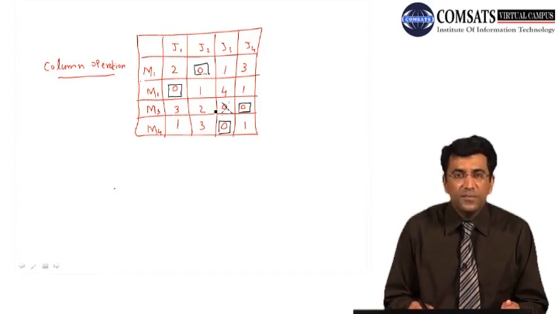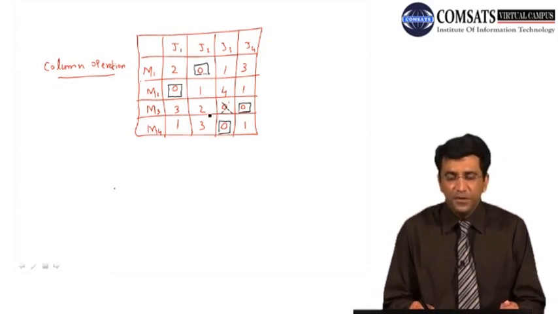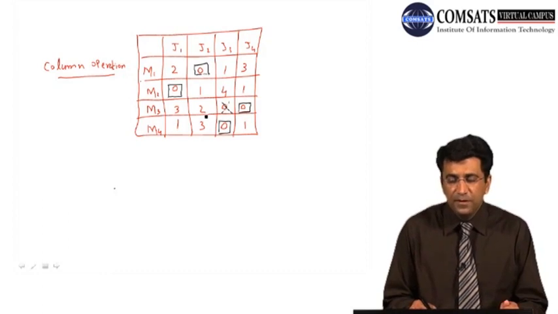Now this is a very important class. Again, I am repeating this particular step. We will start from the first row. If there is a single 0 in a particular row, we will assign it by making a square, and then we will see the relevant column. If there is any other 0 in the relevant column, we will cross it.